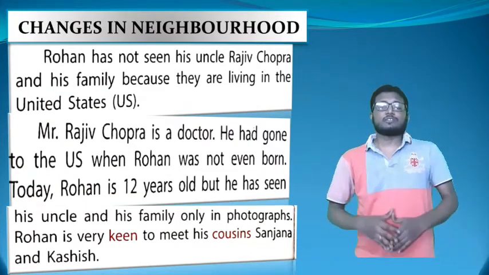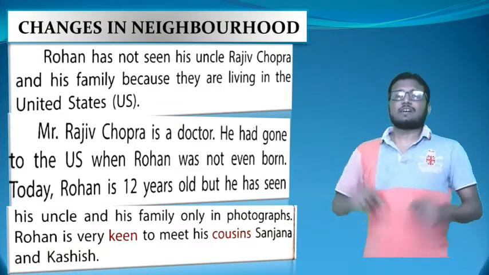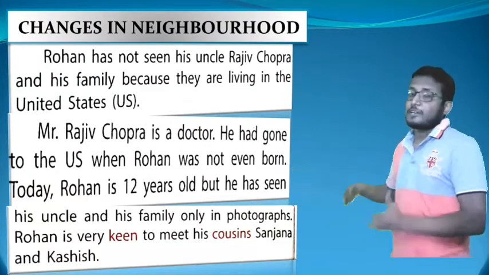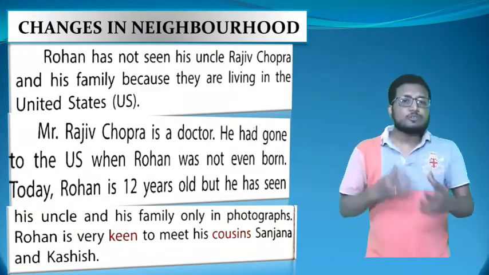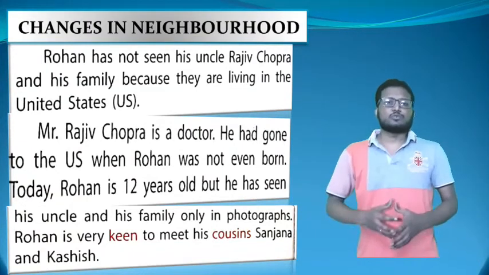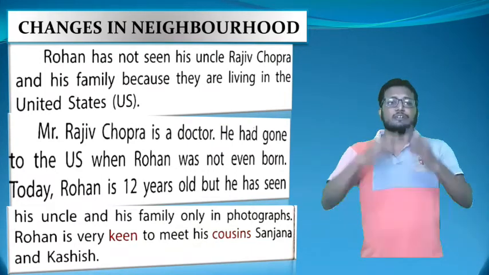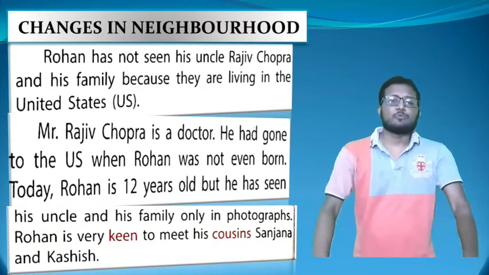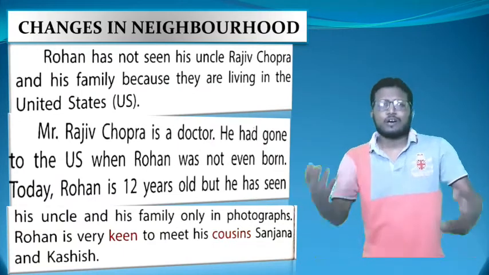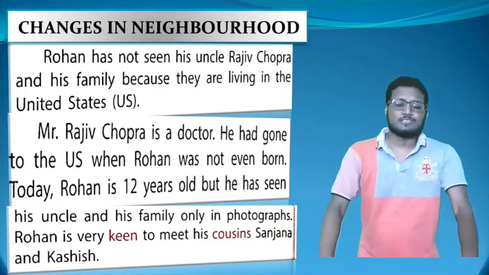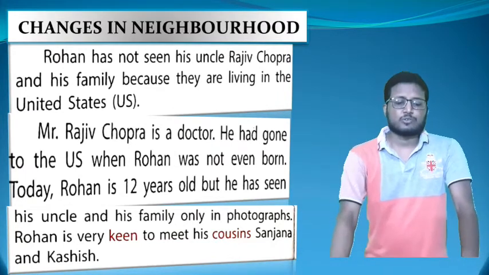So Rohan is very keen to meet his cousins Sanjana and Kashish. Here you can see the words keen and cousins, they are the red words here. So these two words we should underline. Keen means very curious, very intention to know. So he has too much intention, very desire to meet his cousins. Cousins are the uncle's son, uncle's daughter, like this. The cousins are Sanjana and Kashish. Rohan is eagerly waiting to meet them.